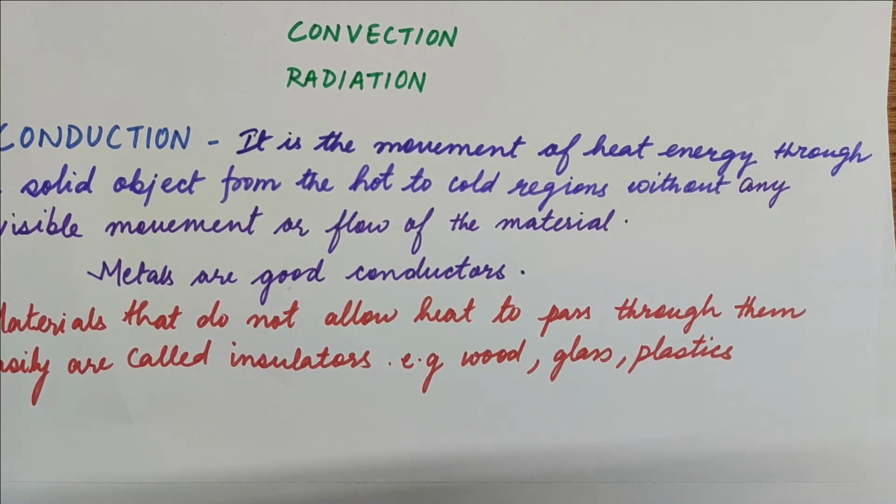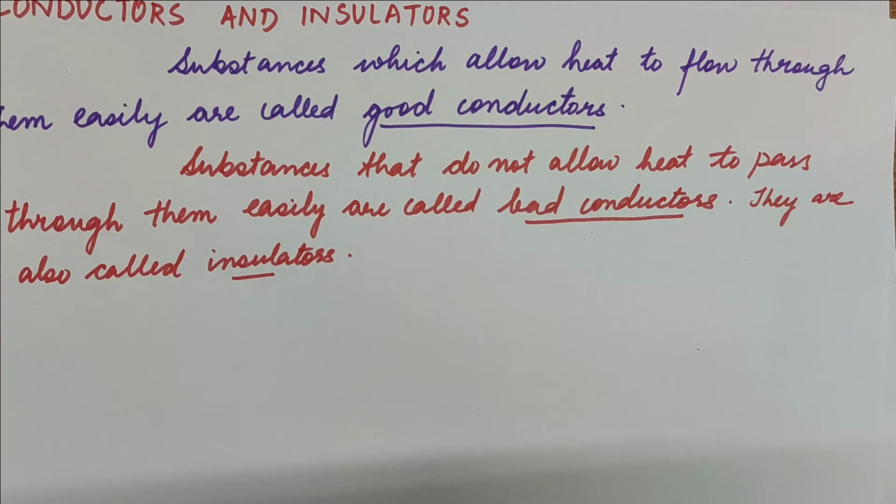The best example of conductors are metals. Now what is a conductor? It is a material which allows the heat to pass. And the materials that do not allow the heat to pass through them are called insulators. Like wood, glass, plastic. These are not good conductors of heat. They are the bad conductors of heat. So we can define conductors as substances which allow the heat to pass through them easily. They are the good conductors. As I told you, metals are the good conductors, and out of the metals, silver is the best conductor.